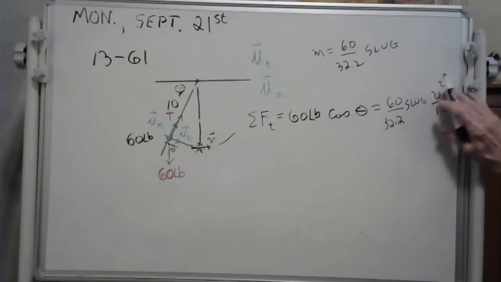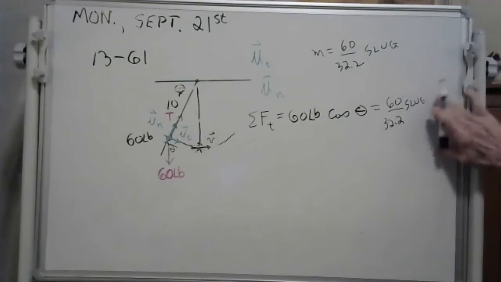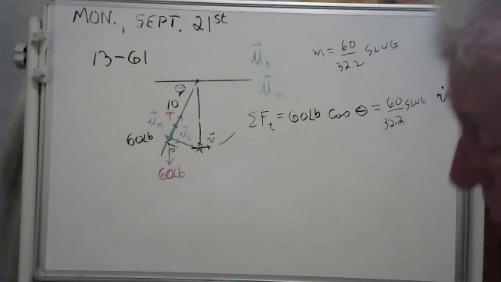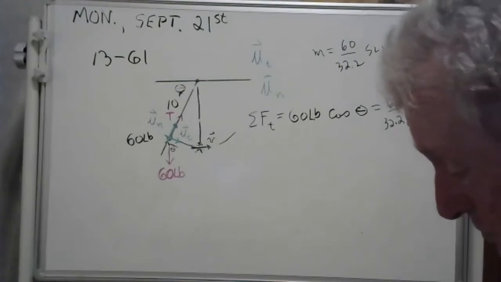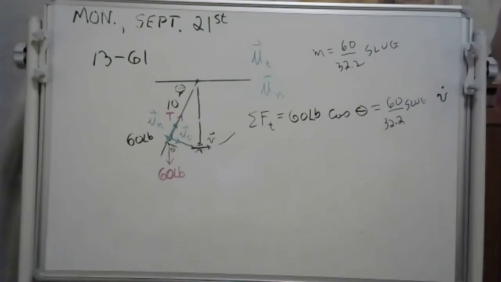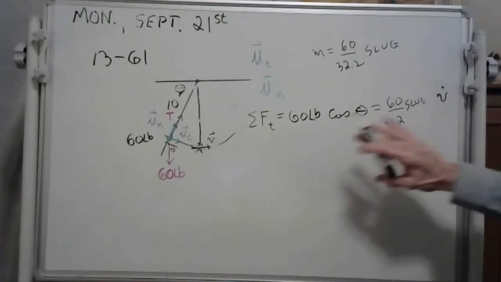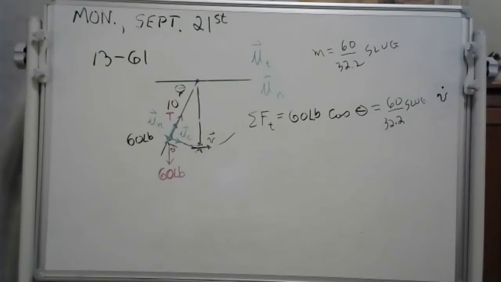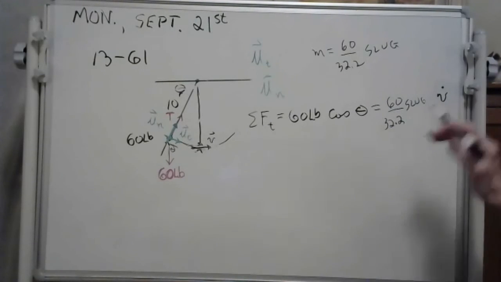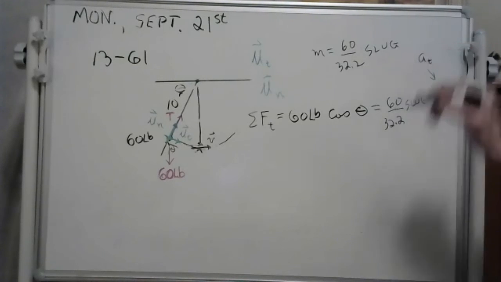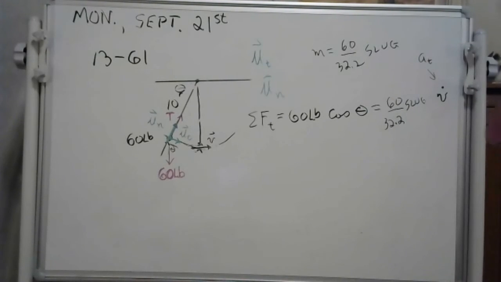No, wait a minute, this is wrong. This is times v dot. I got mixed up there. Somebody could have jumped on me and gotten a thank you point. See, in the normal direction, you have v squared over r, but in the tangential, it's v dot, isn't it? Or another way of writing that is just AT. That's the tangential component of your acceleration.